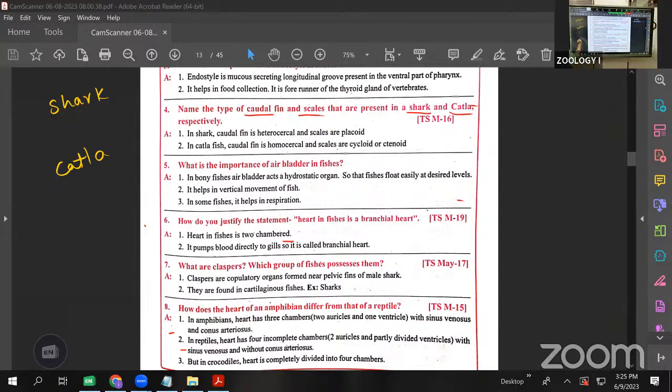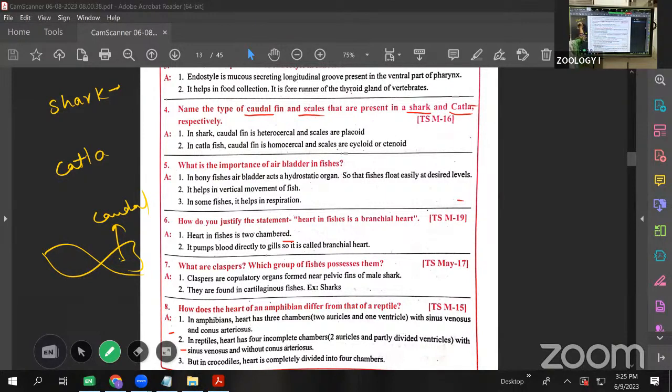Caudal fin, all of you know, in a fish is like this. The last fin is called the caudal fin. Please see how the caudal fin is there and what type of scales are present. The question is this: the shark is having which type of fin?